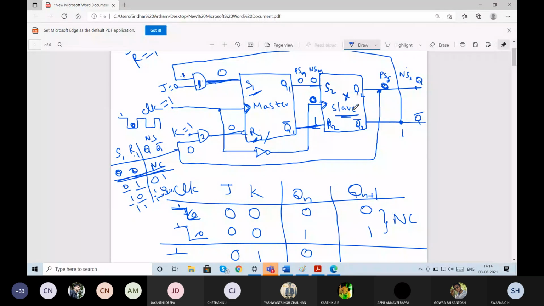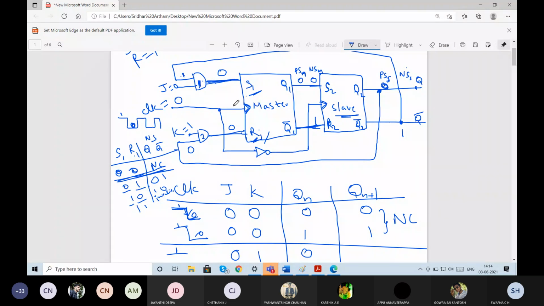Okay, so it will not change its state. It will remain in the same state. Now I will change the clock signal from 1 to 0. The clock is changing from 1 to 0. So this is 0.